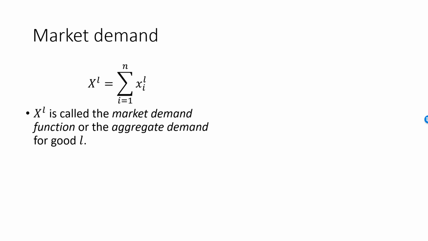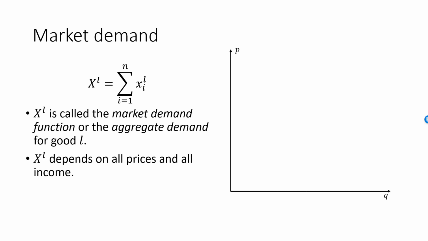If we sum the demand for a particular good over all the individuals, we get the total demand for this good, which we can denote by uppercase X^L. Total demand is also called the market demand or the aggregate demand. Total demand will depend on prices as well as all income. Let's demonstrate the relationship between the individual demand functions and the aggregate demand function and their dependence on price, holding all other variables constant, in a picture.